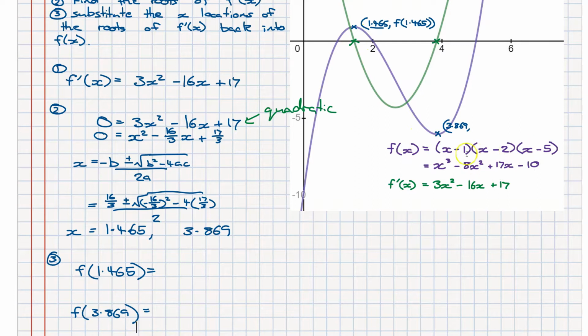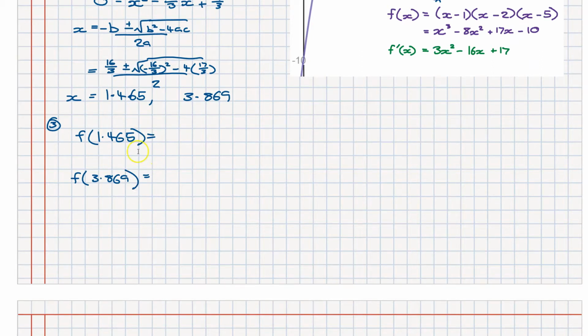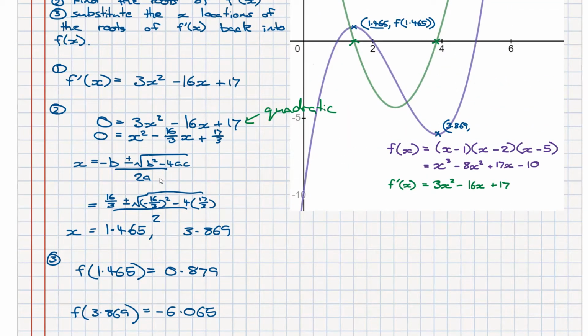and then use xcalc or ycalc to solve the values here. In this case, I've already solved it on my calculator, so I'll just write the solutions down. The first solution is 0.879, and the second solution is negative 6.065. So the points themselves: the point over here is 0.879, and this one here is negative 6.065.